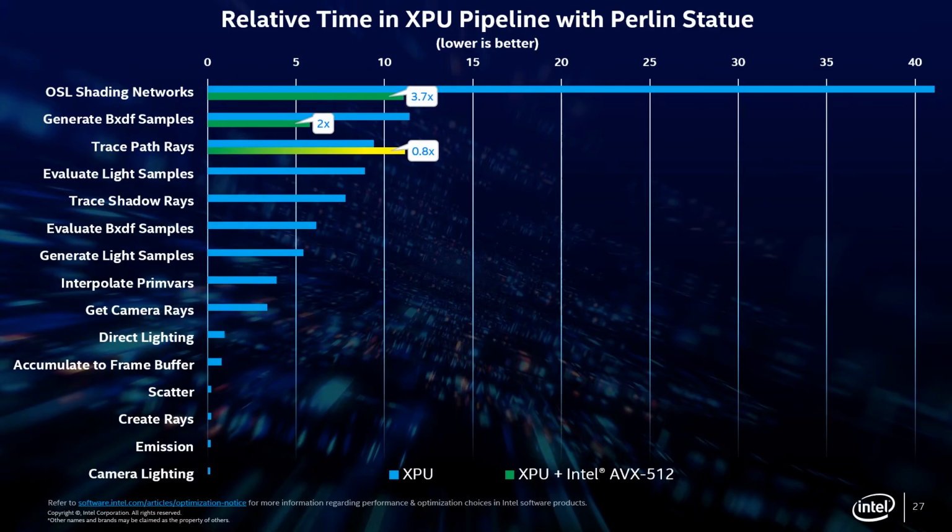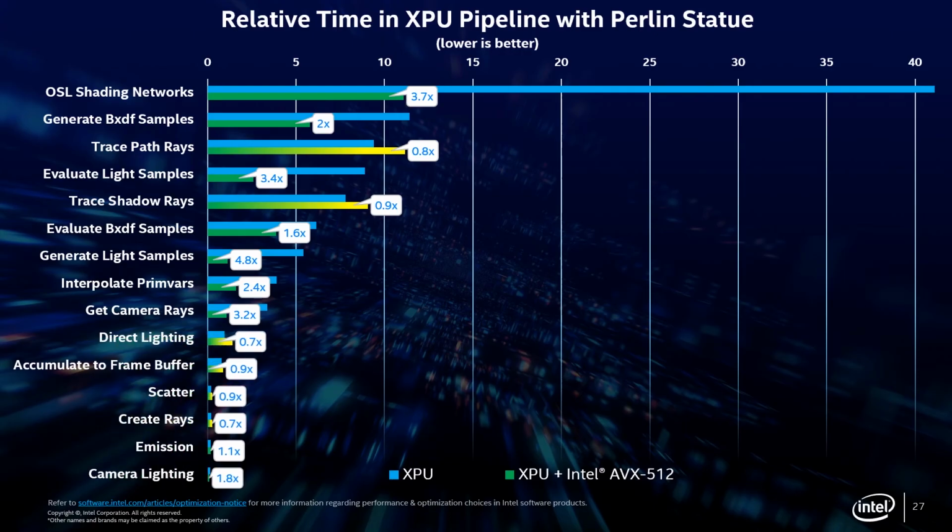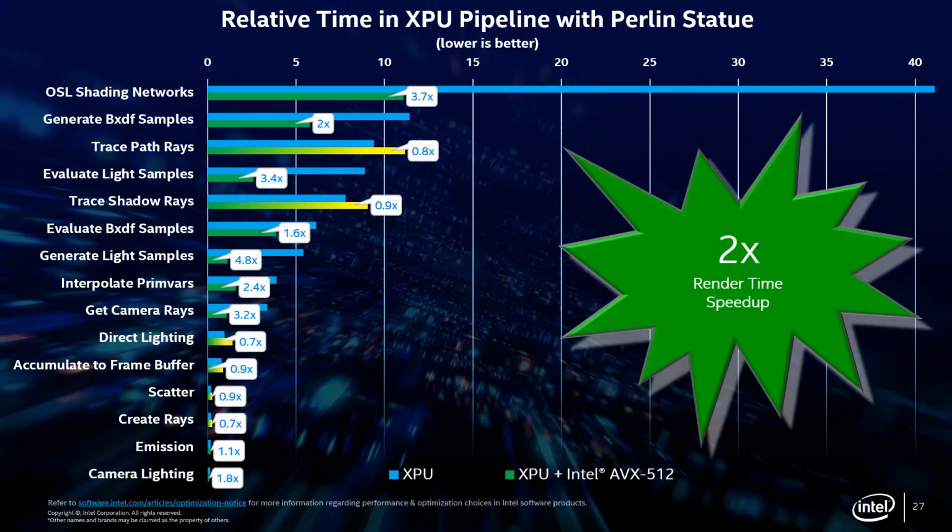As we look at the rest of the stages, many improve. Evaluate light samples sees a 3.4x improvement. Trace shade rays hasn't been optimized yet, so it takes a slowdown, but then Evaluate BXDF samples gets 1.6x. Generate light samples nets a 4.8x speedup. Interpolate prime vars sees a 2.4x speedup, and get camera rays gets 3.2x speedup. And the remaining stages are a mix between unoptimized and optimized, with some speedups and some slowdowns. But overall, the render time achieves a 2x speedup.